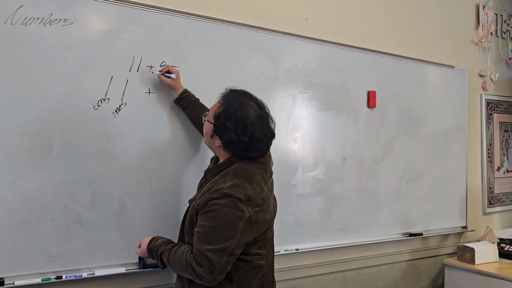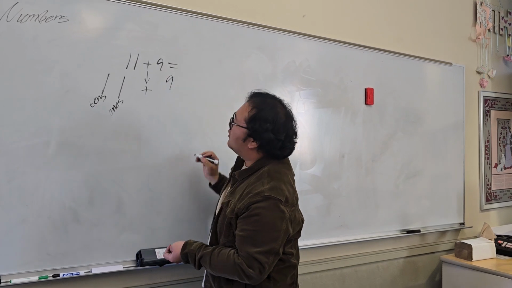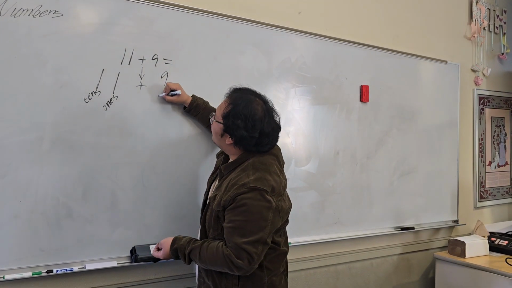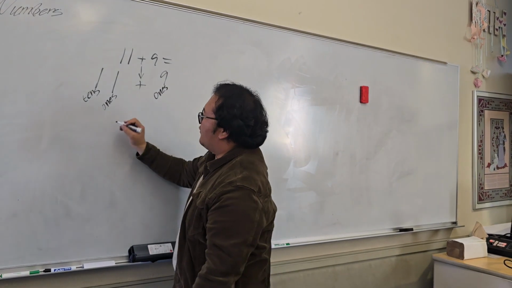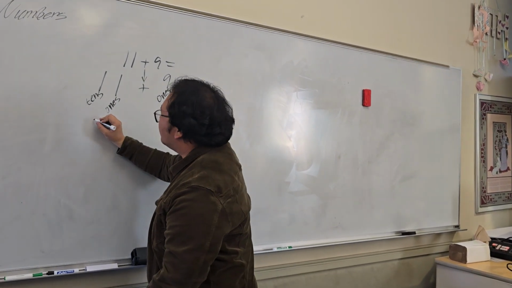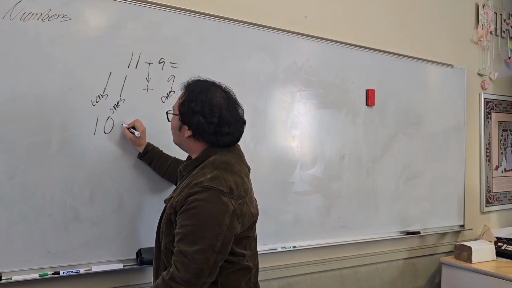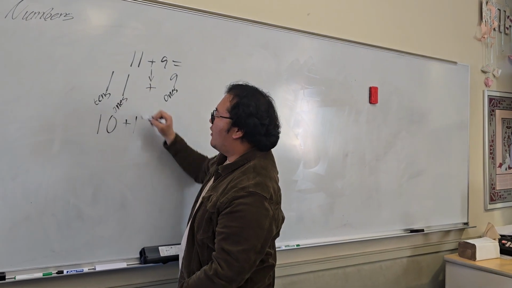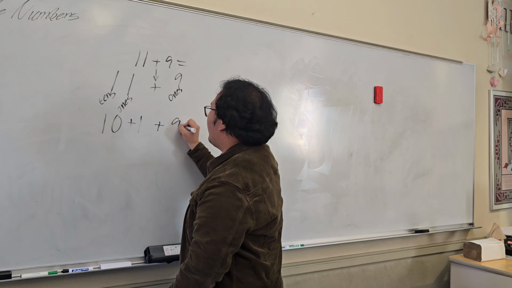We're going to break this down. And right here, we're going to break down the 9. The 9 has nothing in front of it, so this is going to be the ones place. And now let's break this down even further. We're going to break it down to 10 plus 1. Tens place, ones place, and then plus 9.